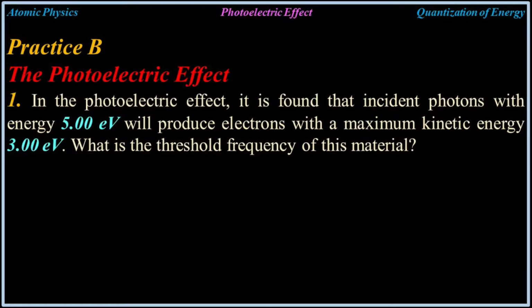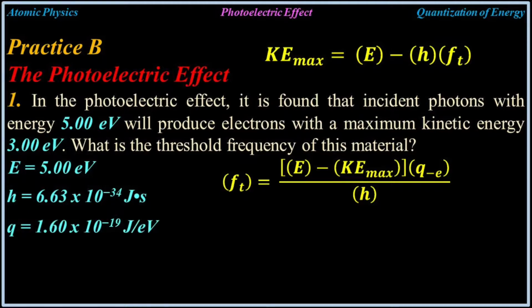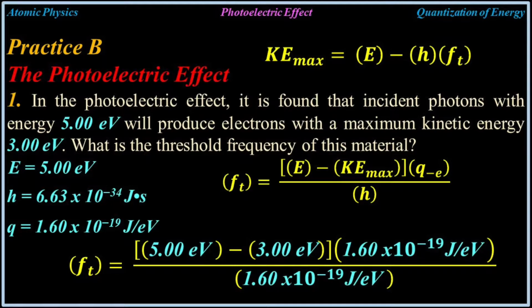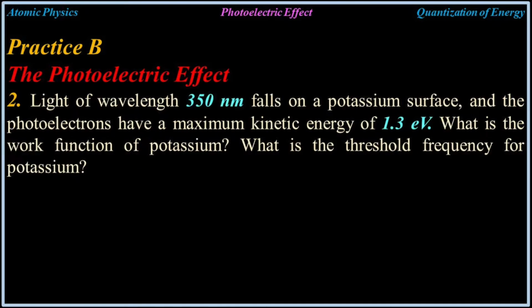In the photoelectric effect, it is found that incident photons with energy of 5 electron volts will produce electrons with a maximum kinetic energy of 3 electron volts. What is the threshold frequency of this metal? Aha, as they say when the plot's about to thicken. Same equation, solve for f_t. Let's plug in and solve. Thank goodness for calculators. It used to be a real hard thing to do calculations.